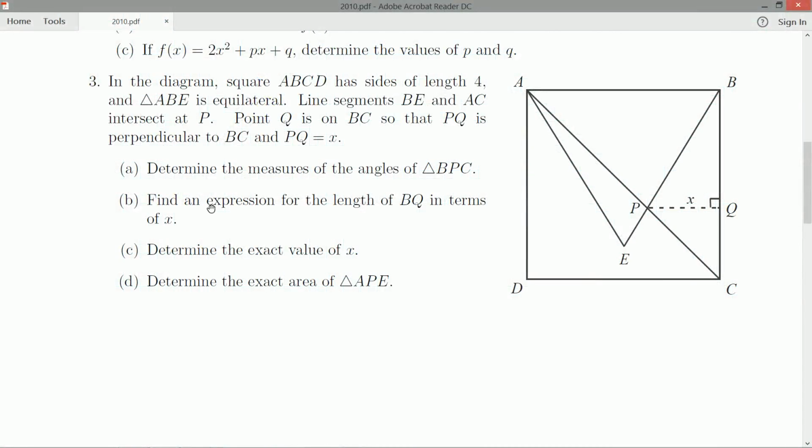Okay, D part. Find an expression for the length BQ in terms of x.